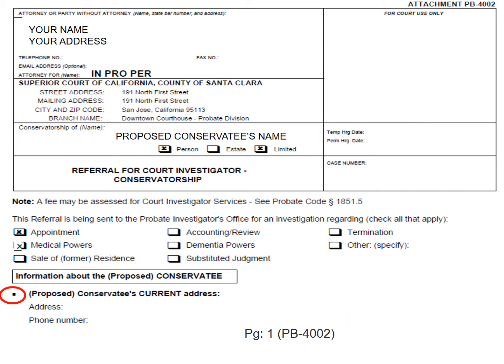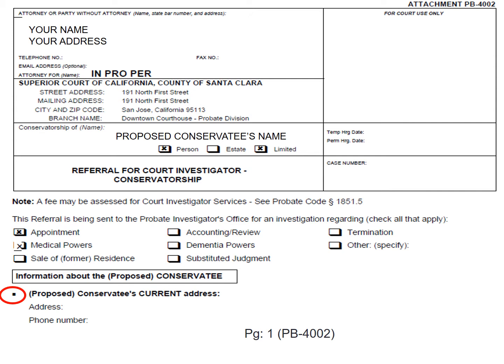The next form in the packet is PB-4002, Referral for Court Investigator. This form will provide information for the court investigator so they can do a background check and report for the court. In the caption, make sure the petitioner's name and address is correct.